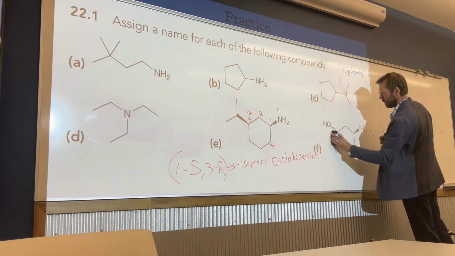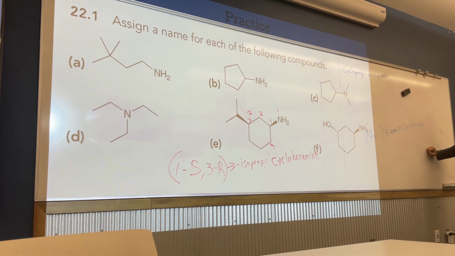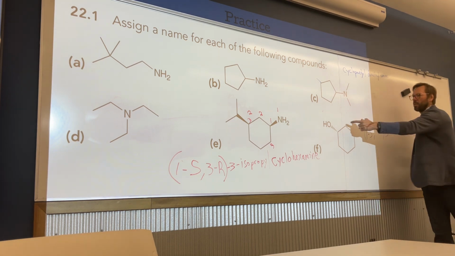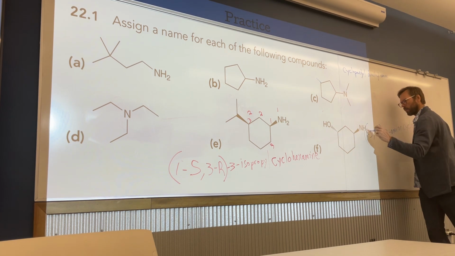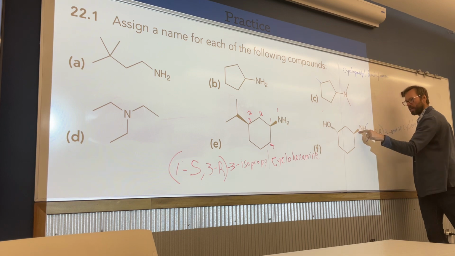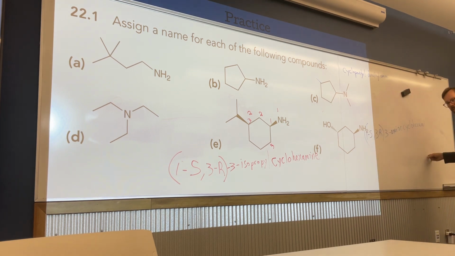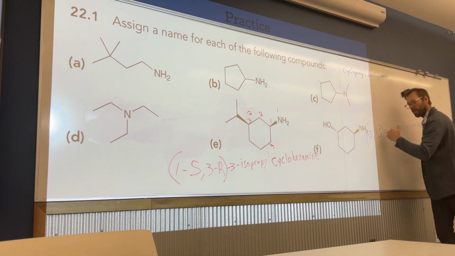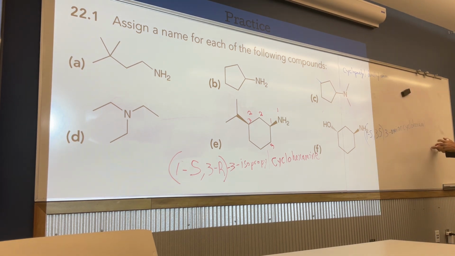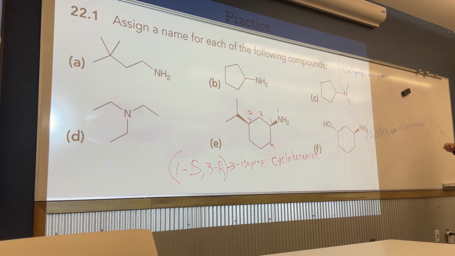And what about the amino group? Also S, because it's going to go this way. Okay. So that's 1, 2, 3. We don't flip it though because it's coming out at us. 1S, 3S, dash 3-aminocyclohexanol. All right. Do A, B, and D, and then we'll go over those.